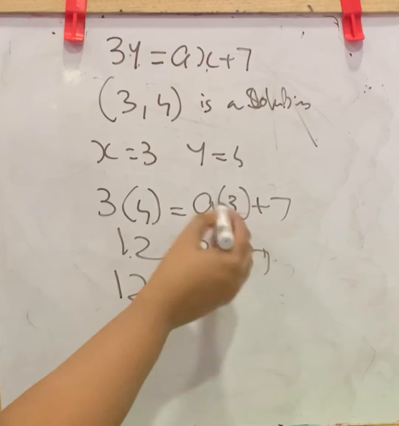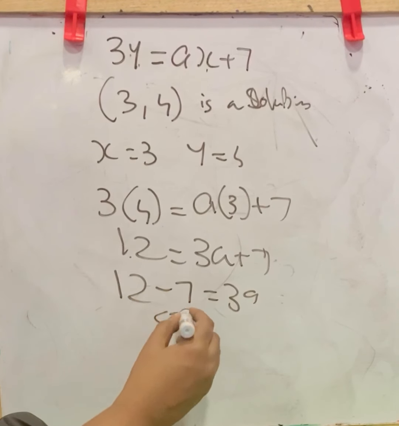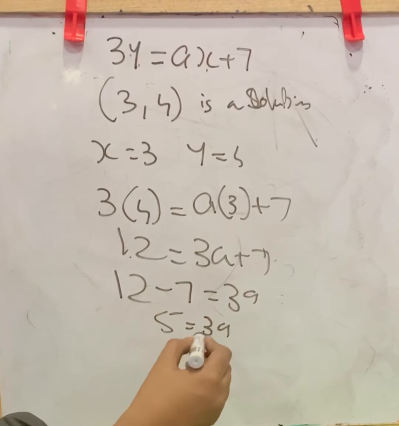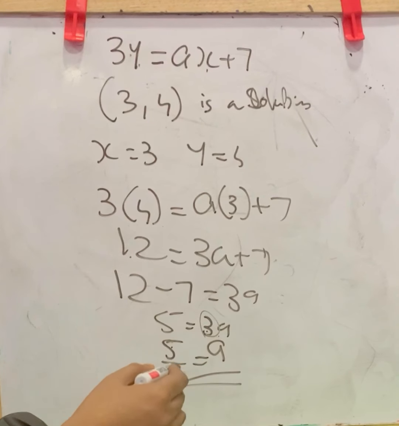Here 12, take the 7 to the other side. 12 minus 7 is 5 equal to 3a. Then 5 by 3 equal to a. Value of a is 5 by 3. This 3 taken to the LHS goes to the denominator. 5 by 3 is a.